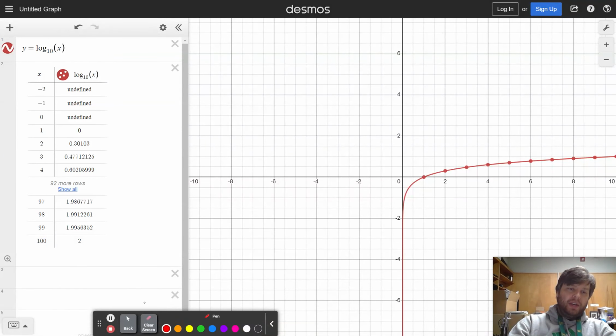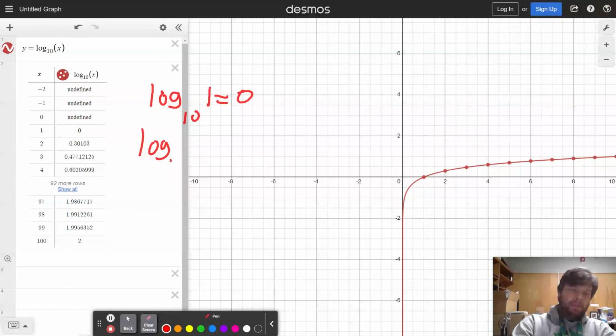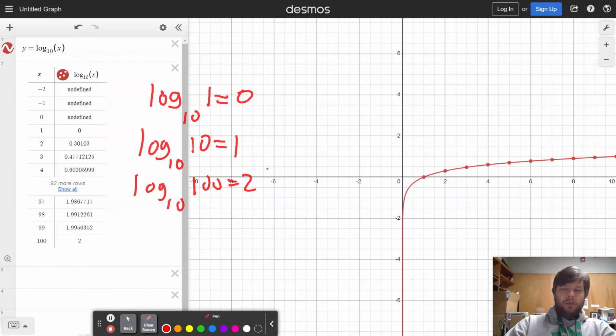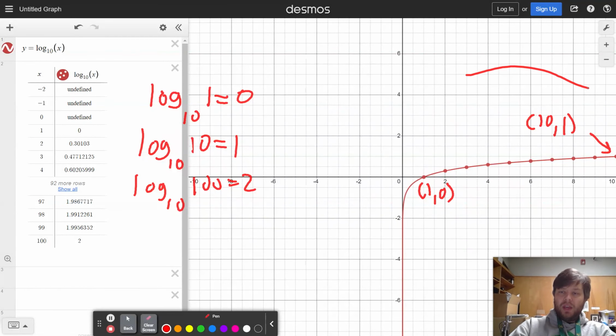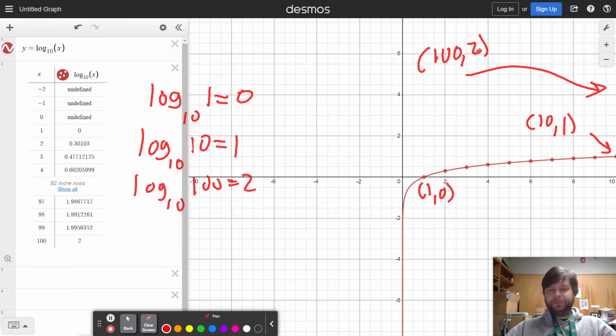So what I want to do is write down a couple of the values here. Log base 10 of 1 is 0. Log base 10 of 10 is 1. Log base 10 of 100 is 2. Remember, all that I'm saying is that I've got the point 1 comma 0. All the way over here, I've got the point 10 comma 1. And way the heck off the screen, I've got the point 100 comma 2.